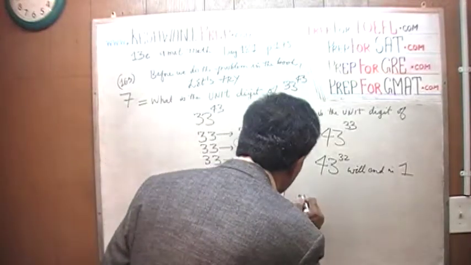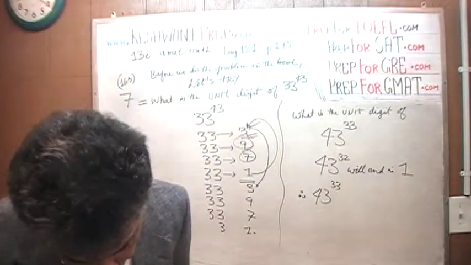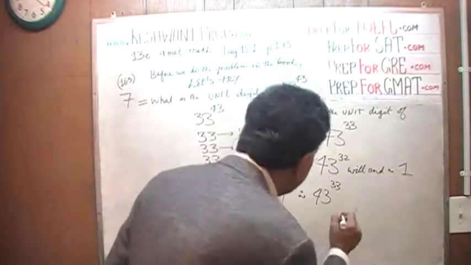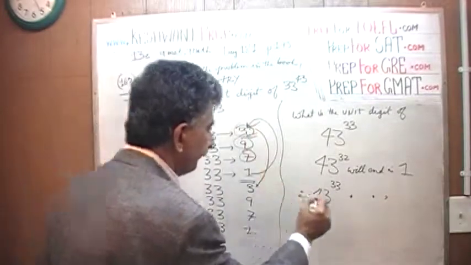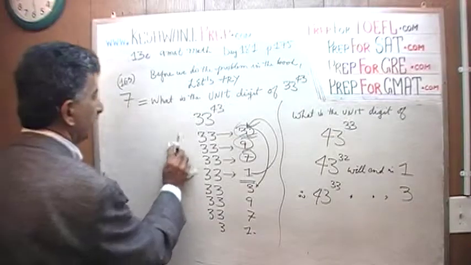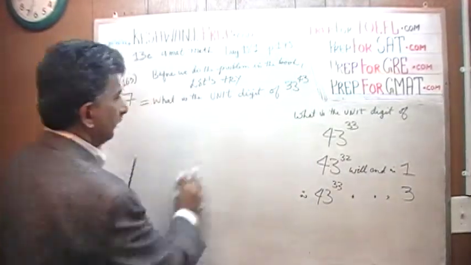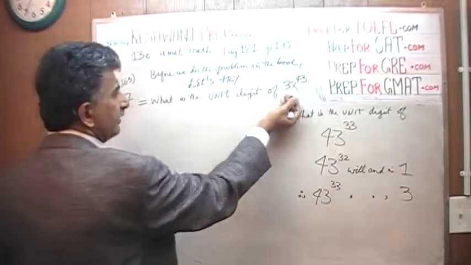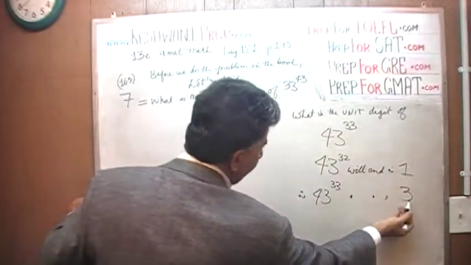Therefore, 43 raised to 33 will end in the very first one in the cycle, which is a 3. Voila. That's it. We are all done. Here are the two answers. 33 raised to 43 ends in a 7. 43 raised to 33 ends in a 3.